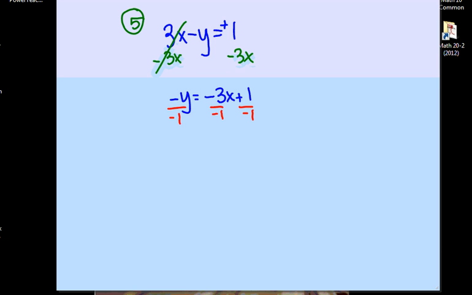So basically, what are we doing? We're flipping all the signs. The negative y becomes a positive y. The negative 3x becomes a positive 3x. And plus 1 becomes a minus 1, because we subtracted it to the other side. So we have y equals 3x minus 1. Okay? All right, so you have the rest of the block to work on this homework.